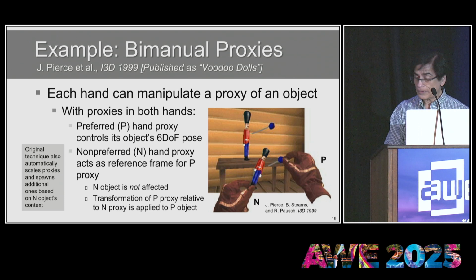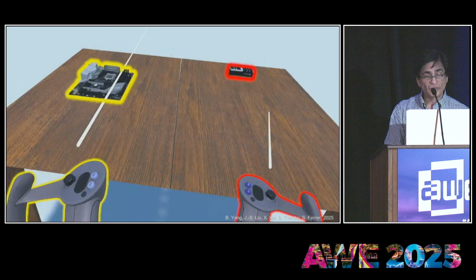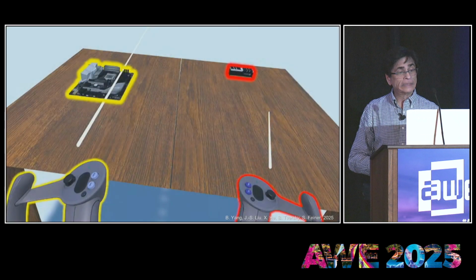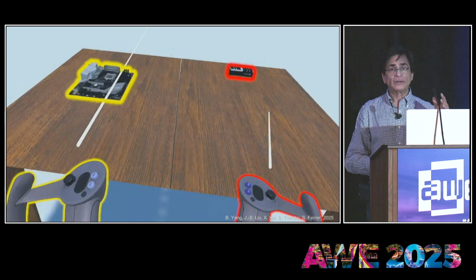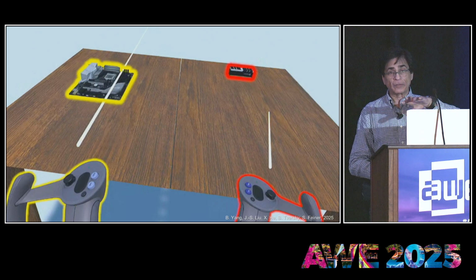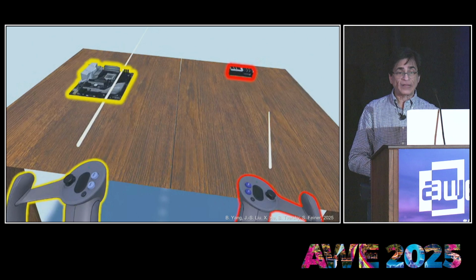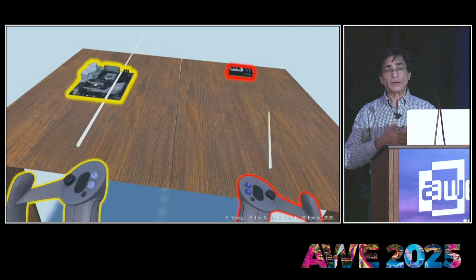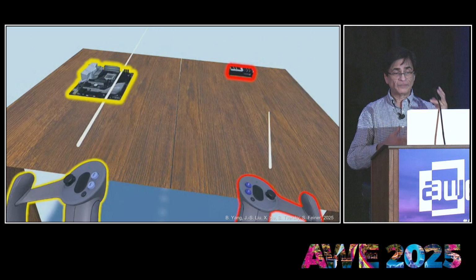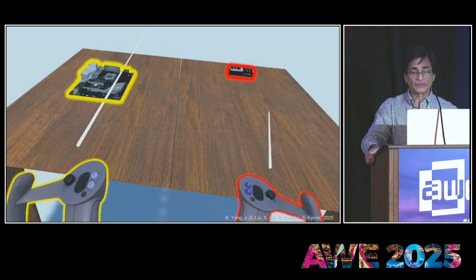So, what I want to do now is to basically show you an example of this, and you're going to see some halos and arcs. This is from a user study that we were doing in which the yellow halos indicate something that's supposed to be done with a non-preferred hand. The red halos, something to be done with a preferred hand. In this case, you can see the halos around the controllers. This is for a person who's right-handed.